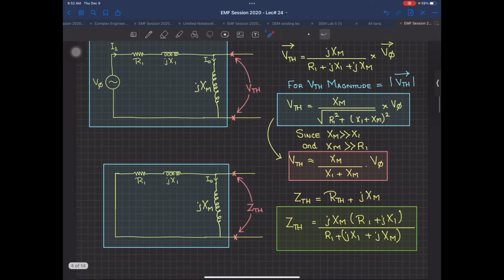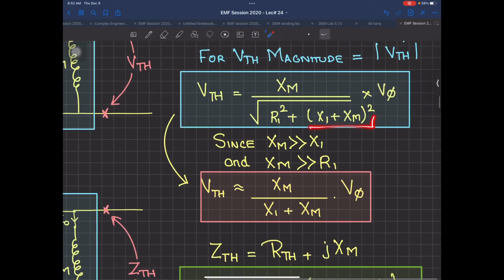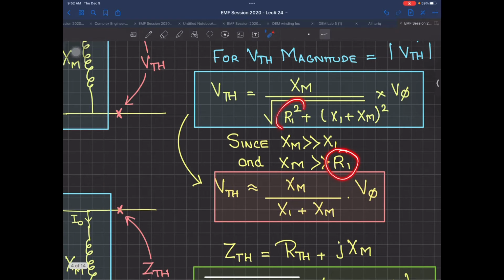If I go back over here, X1 plus XM is being squared. Also R1 is being squared over there. Now since I told you R1 is a value something in milliohm, 2 milliohms, 3 milliohms, the smaller the better, because your resistance will be less. So when you square it, it will become an even smaller value. So I am ignoring R1 totally over here. In this denominator, I have taken this R1 square out of it, because its value will be very small. So in the denominator, you will not see anything over here.